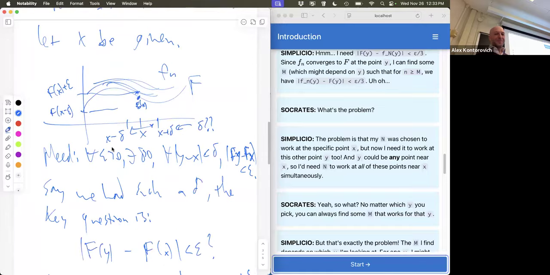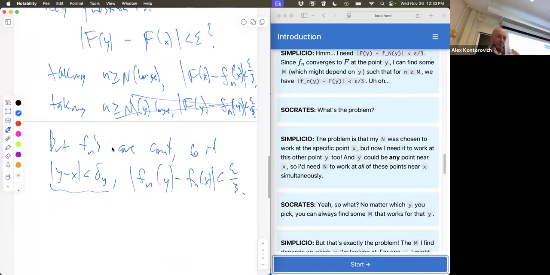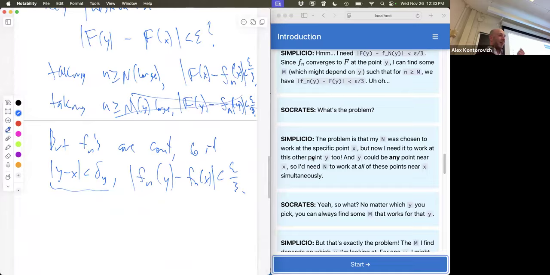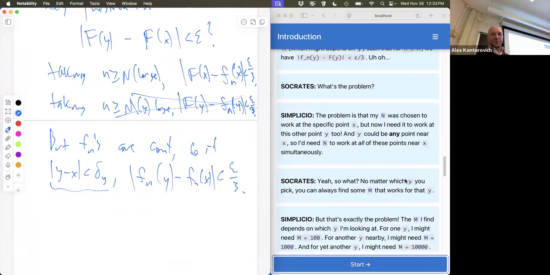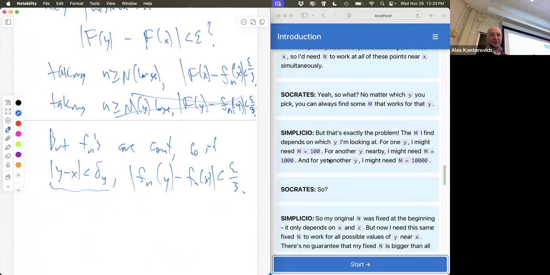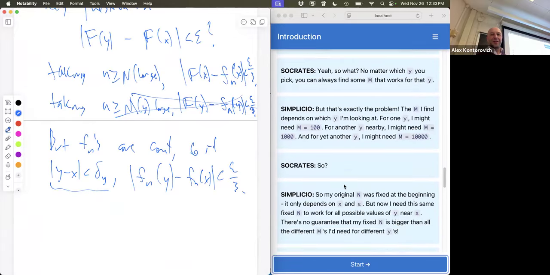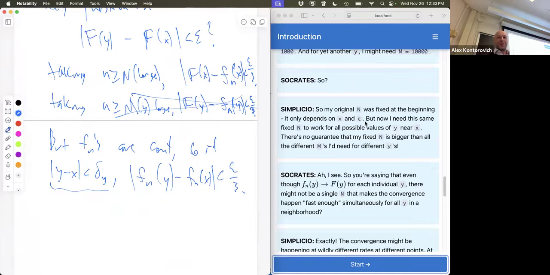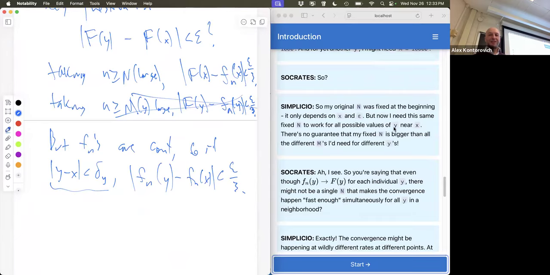Okay, so what we need is a better version of convergence where the delta doesn't depend on the value of x. Okay, so what's the matter? No matter which y you pick, you can always find some m. But for one y, you might need m equals 100. For another, you might need m equals 1,000. For another, even closer, you might need m equals 1,000,000, whatever. So the original n was fixed, but it needs to work for all y near x, and I need infinitely many m's, and so nothing can happen.